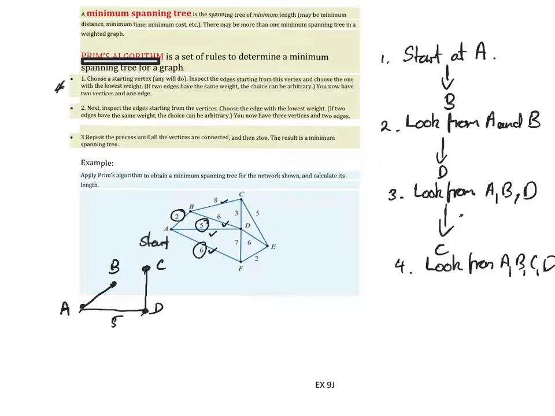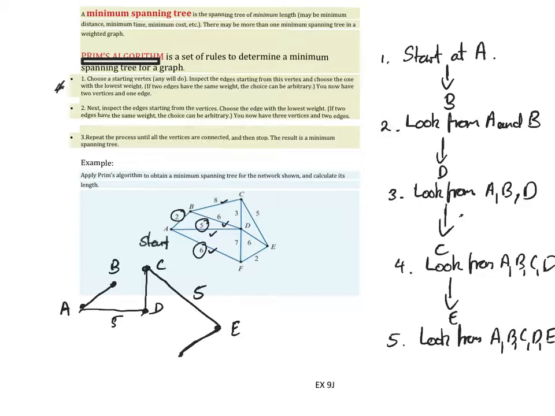And I'm repeating my process again. I'm looking from points A, B, C, and D. And my shortest length there is 5, which goes right through to E. And then again, this time I would inspect all my sides for the very last time. So I'm going to look from A, B, C, D, and E. And the shortest point there is to go from E to F, and that is 2.